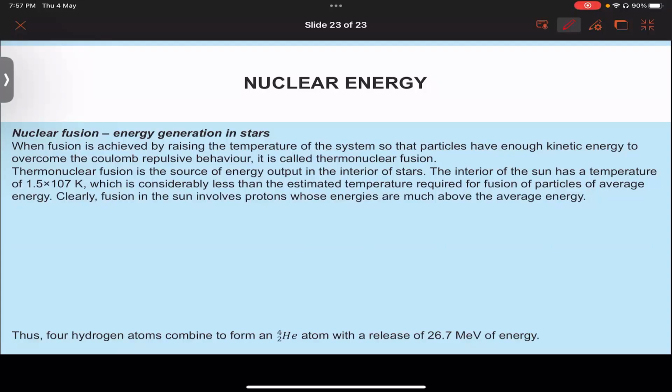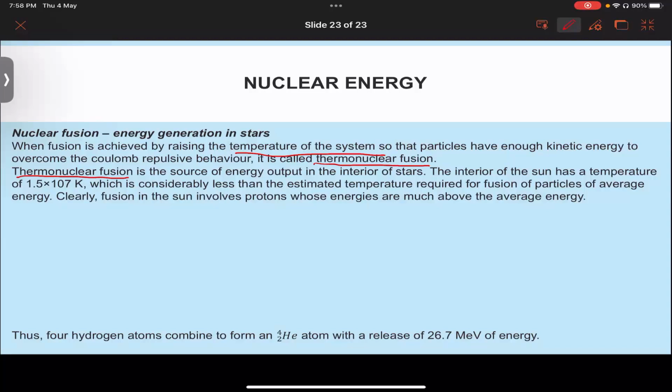So when fusion is achieved by raising the temperature of the system so that the particles have enough kinetic energy to get over the Coulomb repulsion, this is called thermonuclear fusion. So thermonuclear fusion is the source of energy that is there in the interior of the stars where the energy is generated.